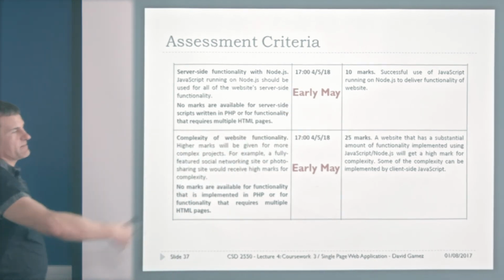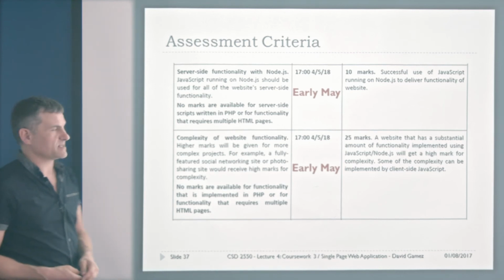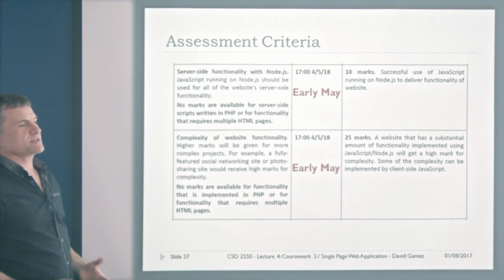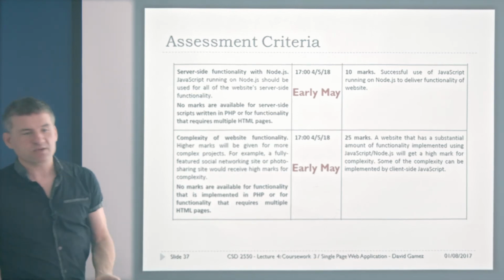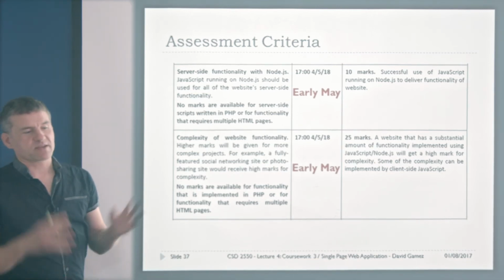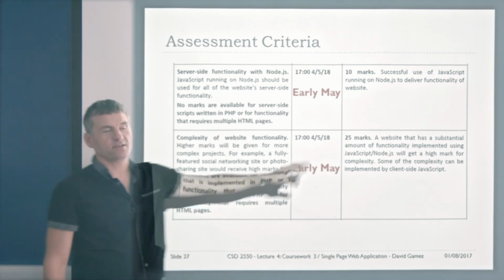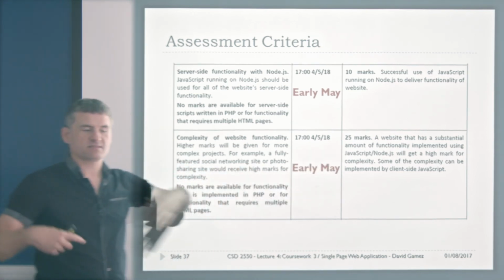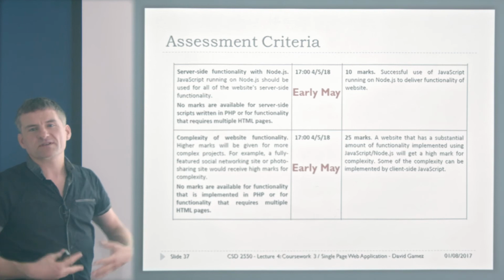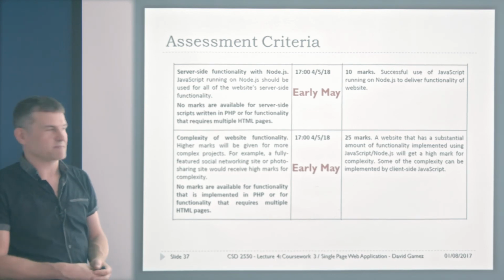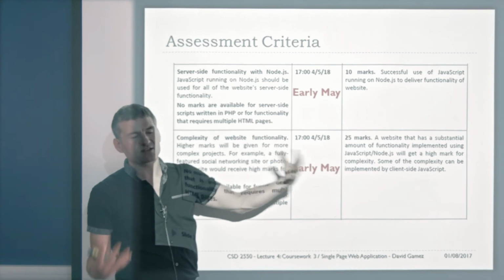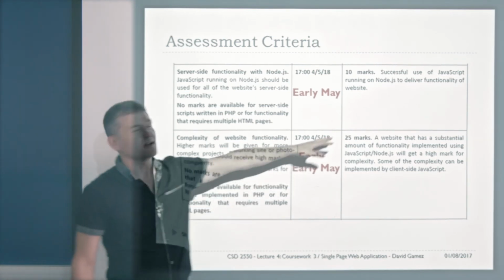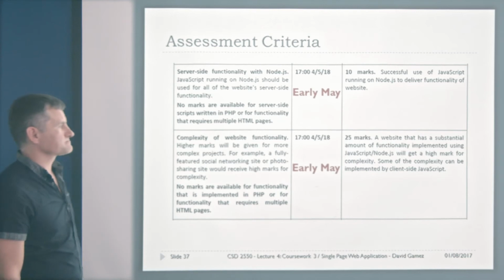Then we've got 25 marks for the complexity of the website's functionality. So this is a slightly open-ended set of marks. But if you produce something like Gmail or Facebook or some kind of complex chat application, then you can get the full 25 marks. Okay, it scales roughly with the complexity and difficulty of the project that you've attempted. So if you attempt something really tricky and challenging and produce a half-decent job on it, then you can get the 25 marks there.